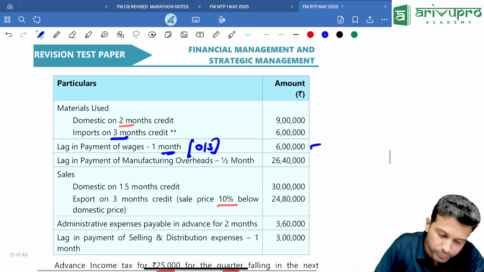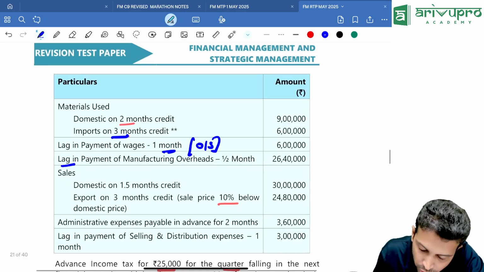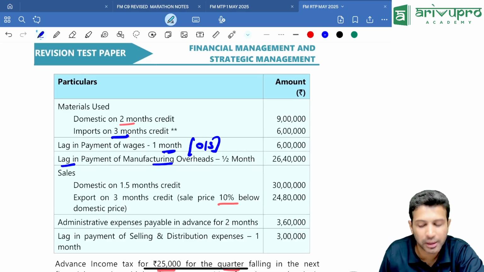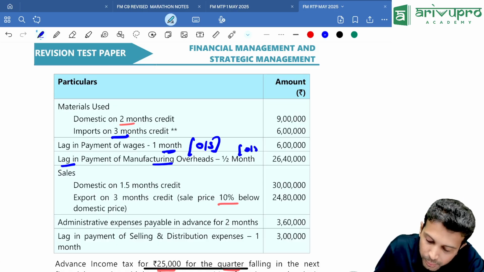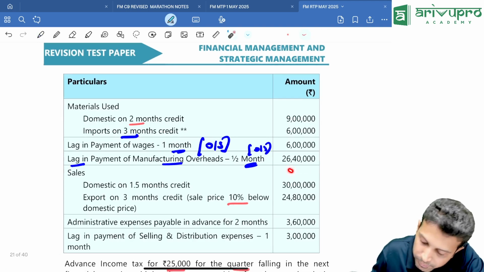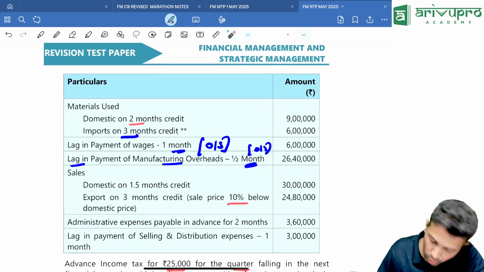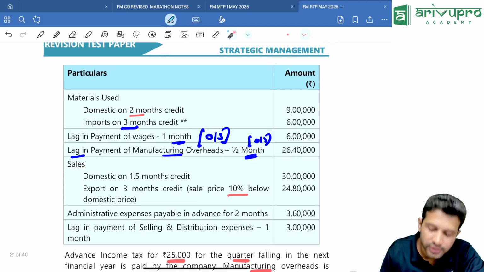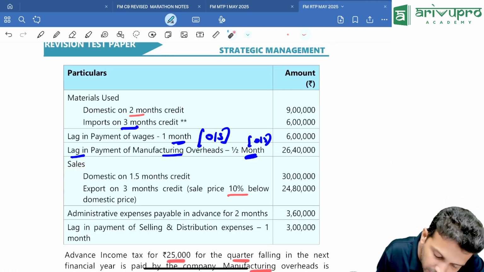6 lakh rupees. Okay. Next, lag in payment of manufacturing overheads. Lag means again there is outstanding. How much outstanding? Half a month. But what is the total manufacturing overheads as per them? 26 lakh 40,000.